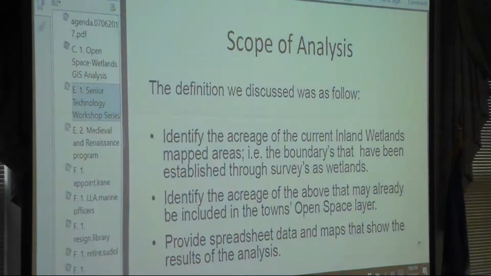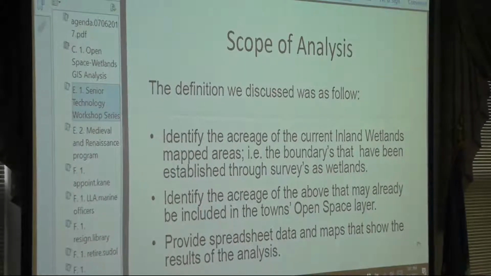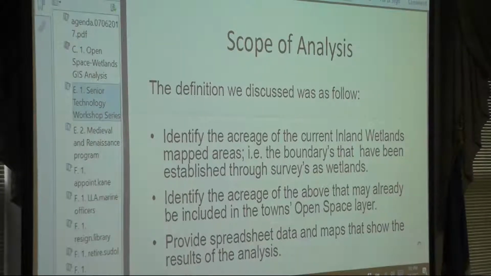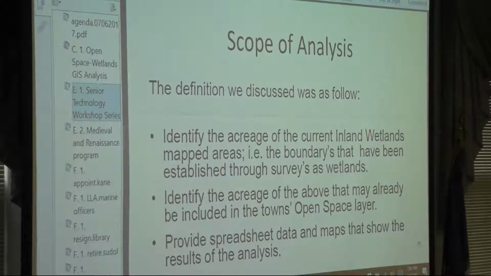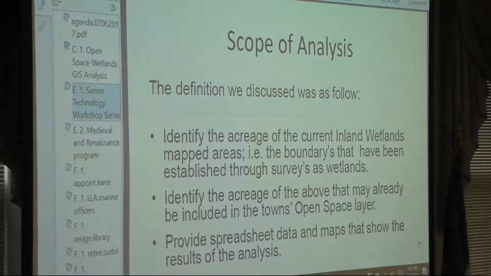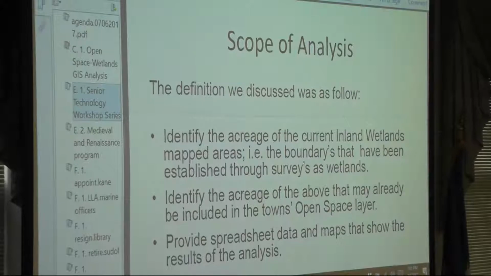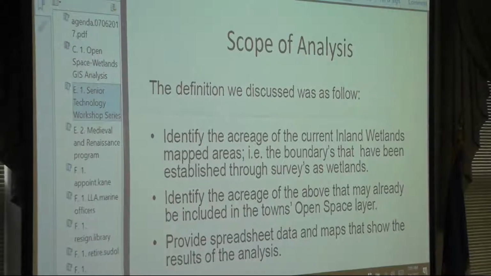We defined it specifically. There are many ways of talking about wetlands. The state has wetlands maps, quite a few of them. We define it as what our inland wetlands map looks like, and that is anything that's been surveyed and described as inland wetlands. Our GIS system has a layer of that. Whenever people get a survey done for wetlands, it's been marked, and that's what we use as the basis for this analysis. We wanted to identify how many acres that is, and how many acres of that has already been included in the town's open space layer.